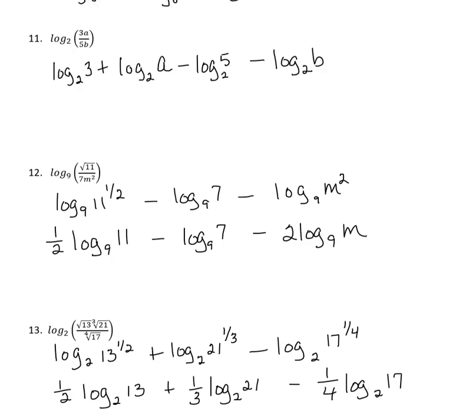Okay, and there's problem number 11. Notice that the 3 and the a are in the numerator. They're added. The b and the 5 are both subtracted because they're in the denominator. Over here on problem 12, I have the 7 and the m are both being subtracted. And notice that m is going to have a 2 for an exponent associated with it. The 7 does not have the exponent associated with it, so there's no 2 up front here.